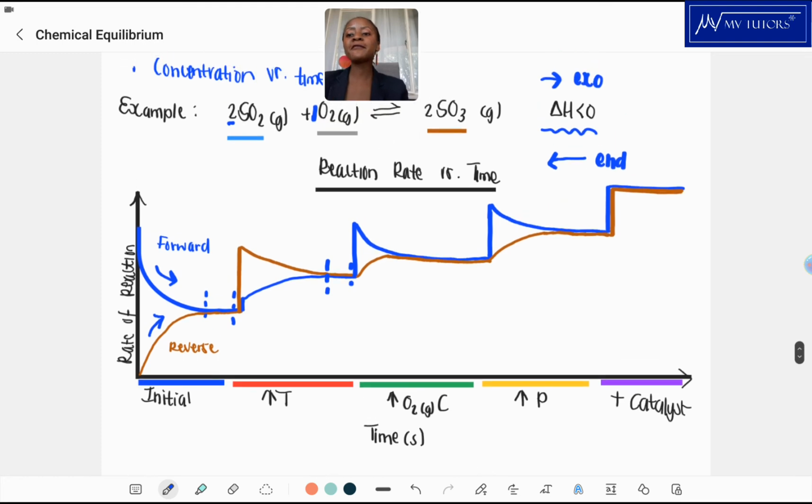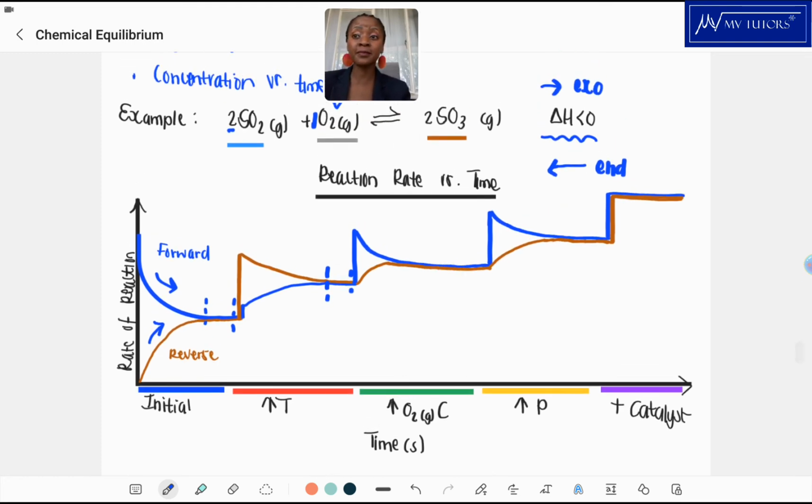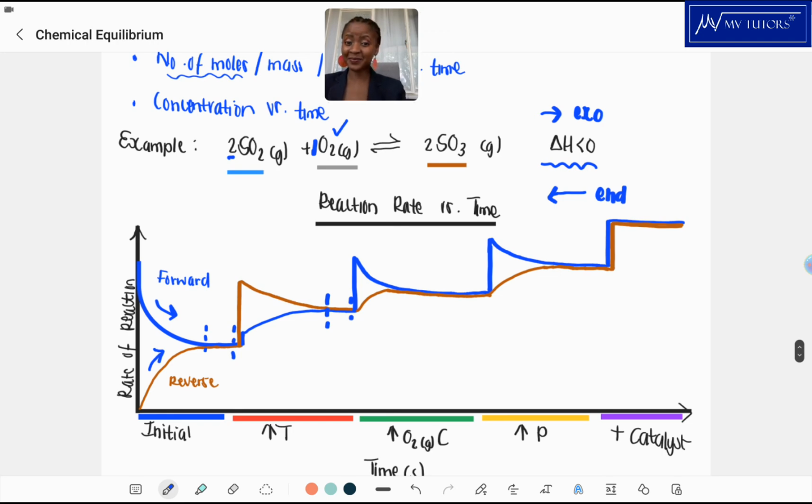Now what happens if I were to increase the concentration of oxygen? So oxygen is on the reactant side. Okay, so when you increase the reactants, remember the seesaw? So your reactants are going to be heavier than your products. And what does Le Chatelier say? It says we must now go over to the products and help them out.